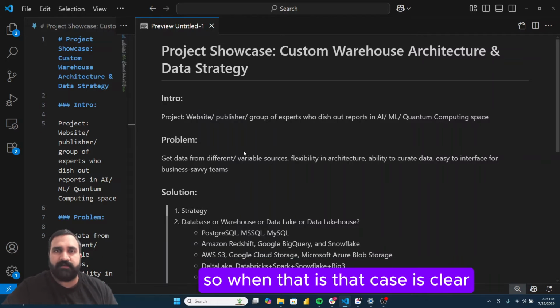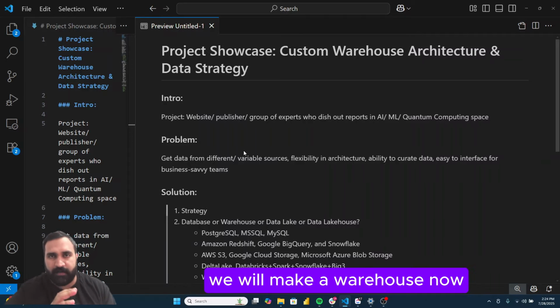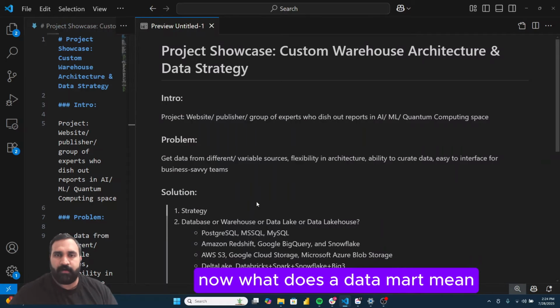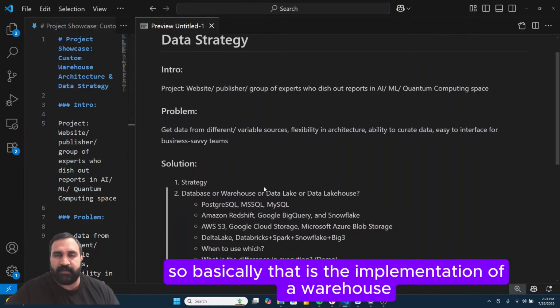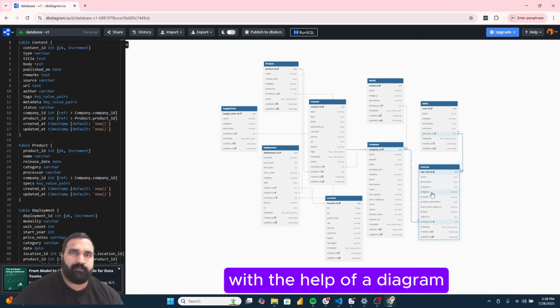So when that case is clear, what we will do is we will make a warehouse. Now that warehouse is going to have a number of data marts. Now, what does a data mart mean? So basically, that is the implementation of a warehouse. So you don't need to worry about that. Let me show you with the help of a diagram.